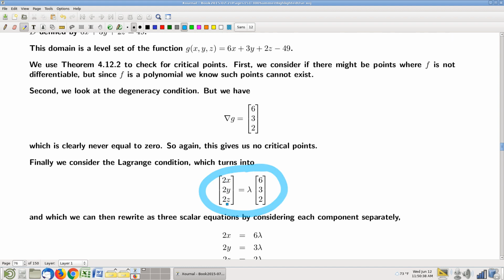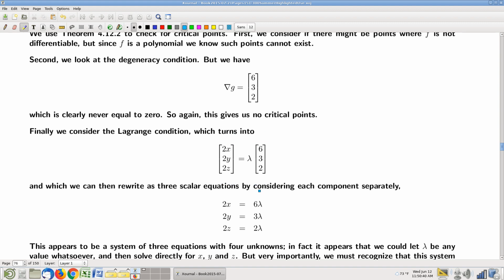And by the way, the Lagrange condition, you'll notice, if this is true on vectors, that means that all three of the coordinates have to pair up like that. So the Lagrange condition actually gives us 3 equations. And we're a little worried because we have 3 equations, but there are 4 unknowns in this little system, right? There's x, y, z, and lambda. I don't know what any of those are. I need to solve, but I've got more unknowns than equations.